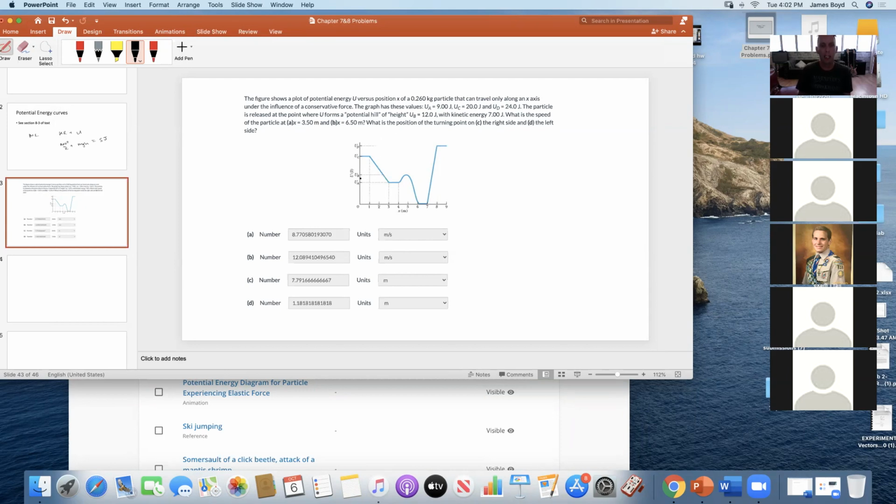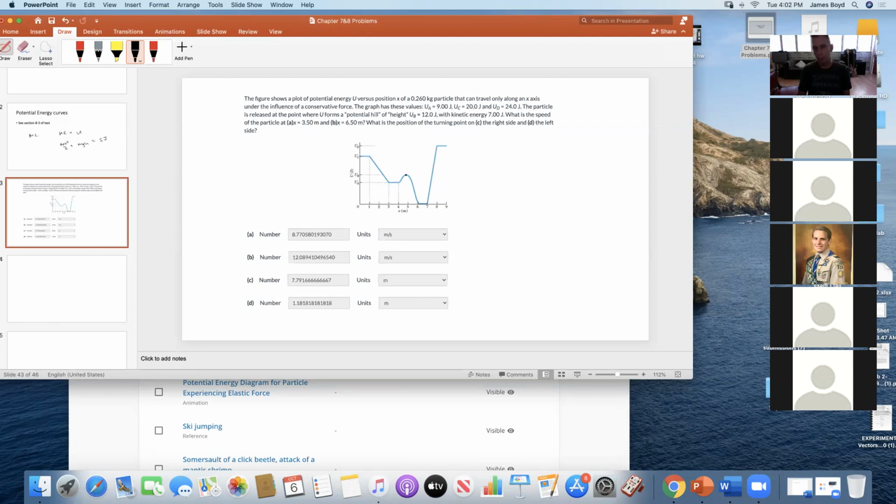A is 9 joules potential, B is 12, C is 20, D is 24. So if we look at this, at point B, X is B, it would have a total of 19 joules. That means the highest point it can get up to is 19 joules.